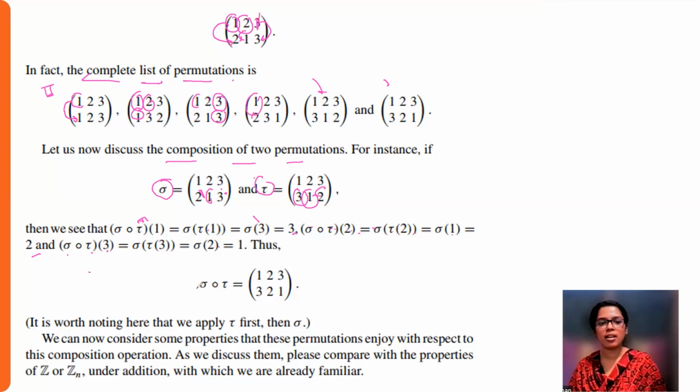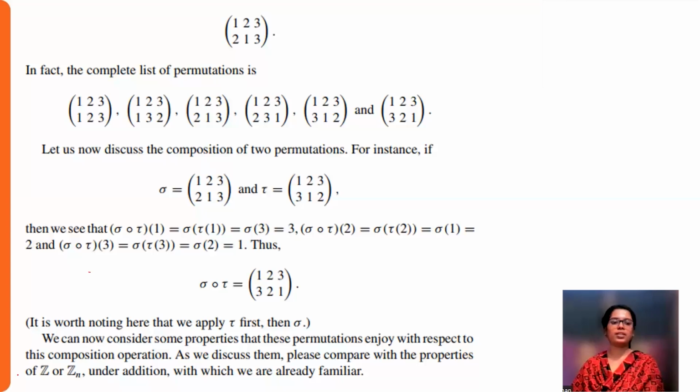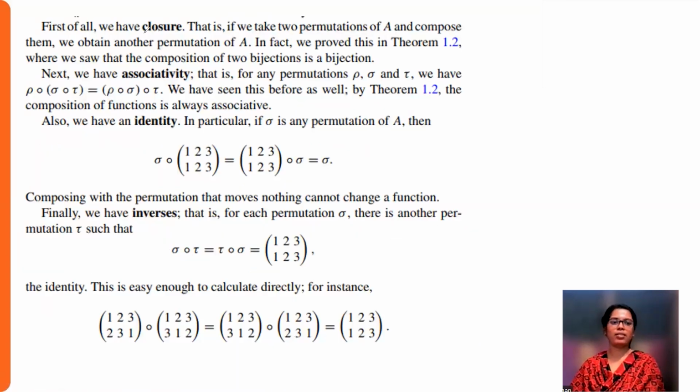And if you want to find sigma composed with tau, we find this element. And this element is also a permutation on the set 1, 2, 3, right? So from here, we can say that the composition also satisfies the closure property. Similarly, we can define the composition on Z and Zn as well. Now, let's see what properties we have. That means if we take the composition of any two permutations, we get a permutation on that set only. So from here, we can say that the closure is defined.